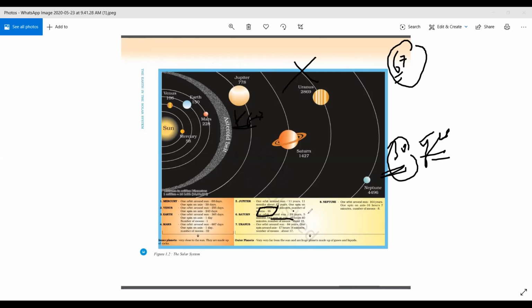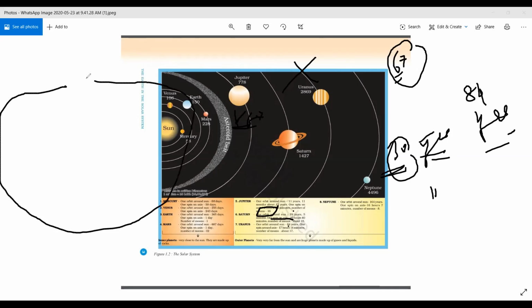Then Uranus. How much time does it take to spin on its axis? About 11 hours for rotation. And how much time to revolve? It takes 84 years. How slow are these all? Yes, they would obviously be slow.